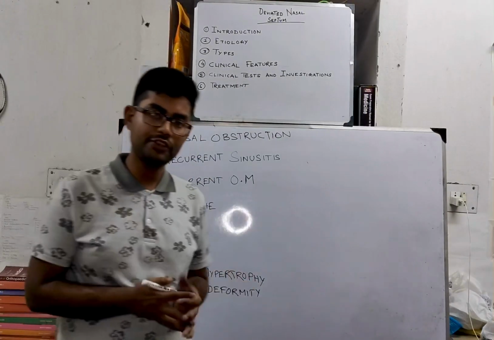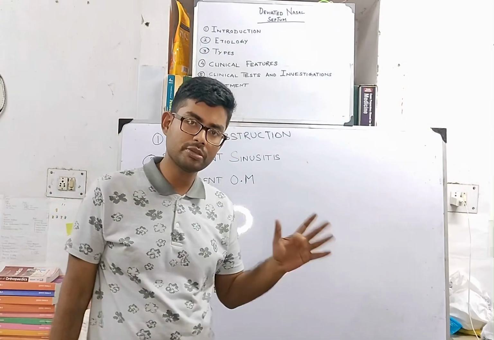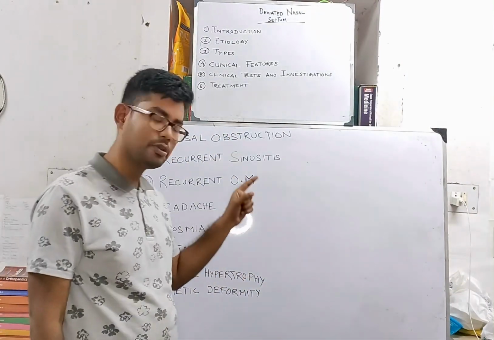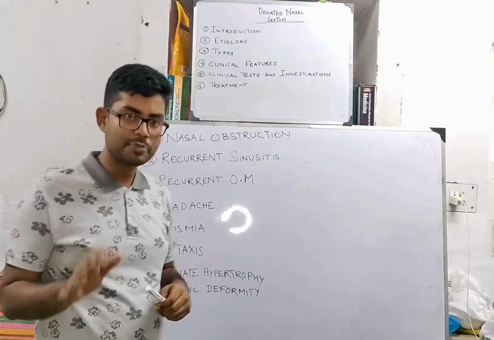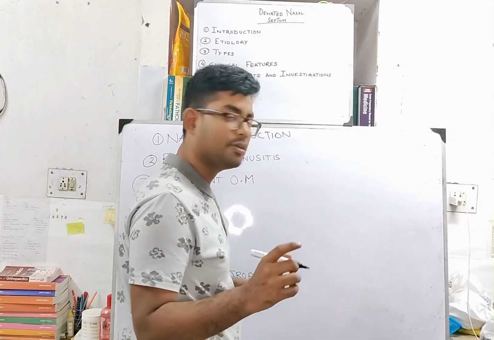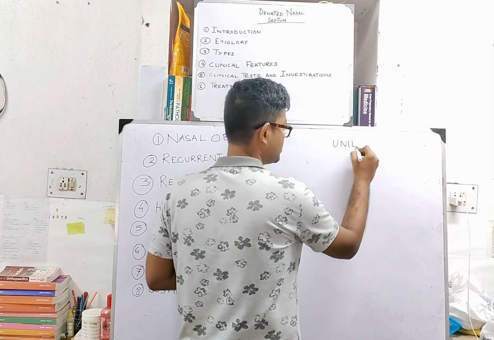So the clinical features of deviated nasal septum. The first and most important clinical feature that the patient will present with is a nasal obstruction. To be more specific, initially the patient will present with a unilateral nasal obstruction.